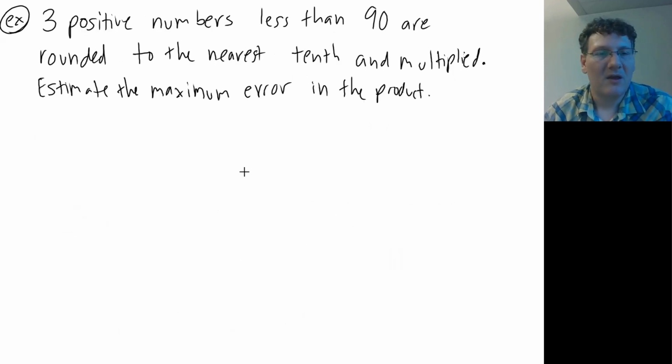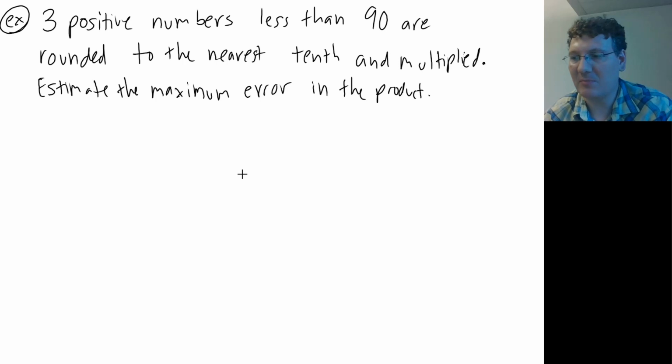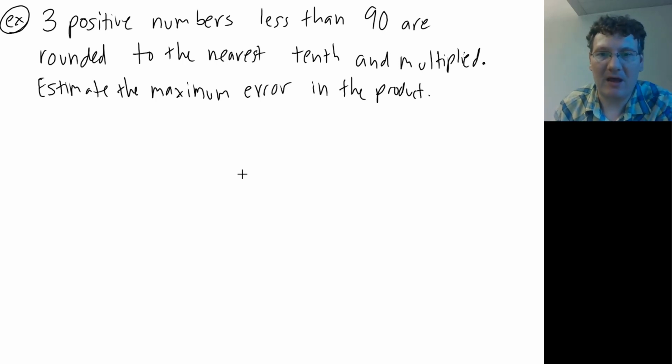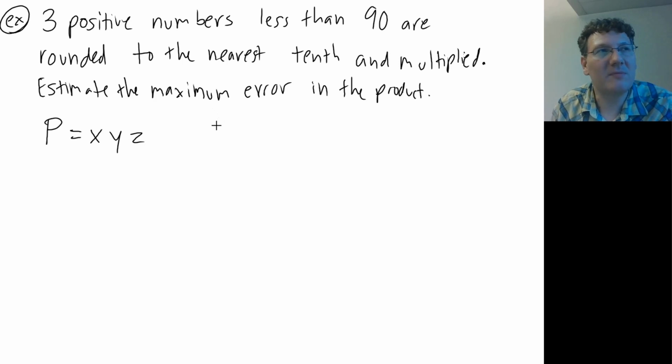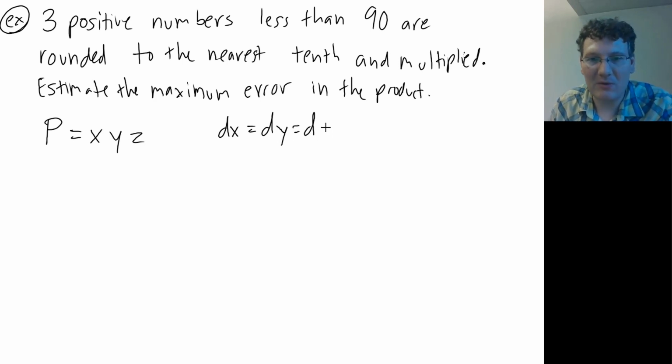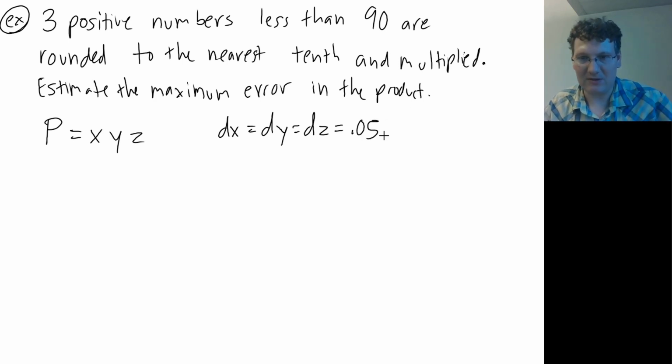Okay, as another example then, let's take three positive numbers less than 90. They're going to be rounded to the nearest tenth and then multiplied together. We want to estimate the maximum error in their product. So their product, call it P, is x times y times z, right? And when something is rounded to the nearest tenth, the differential is going to be the difference in the actual value and its rounded value. So the maximum amount that each of them can be rounded would be 0.05, either up or down to the nearest tenth. And that's what we're going to use for dx, dy, and dz.